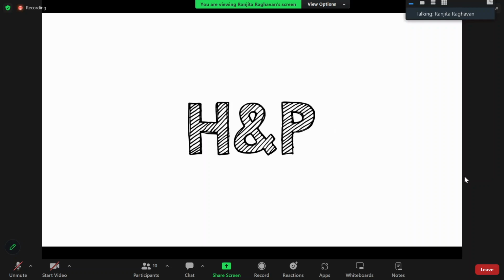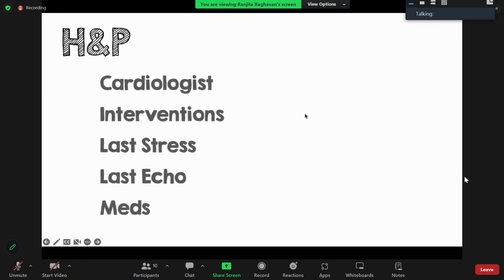So when you're thinking about chest pain, the H&P is obviously very important. Things that we want to think about with our patients: one, is there a cardiologist that they have? Do they have any interventions that are going on right now or in the past? Did they have a stress test or an echo, which is an ultrasound of the heart, recently? And what meds are they on right now as well? Some of this is things that we would have asked anyways, but some of this is very chest pain specific.